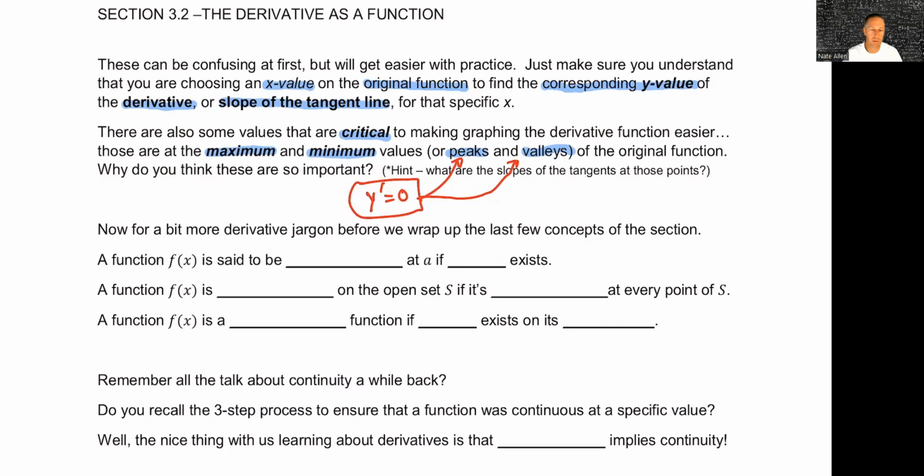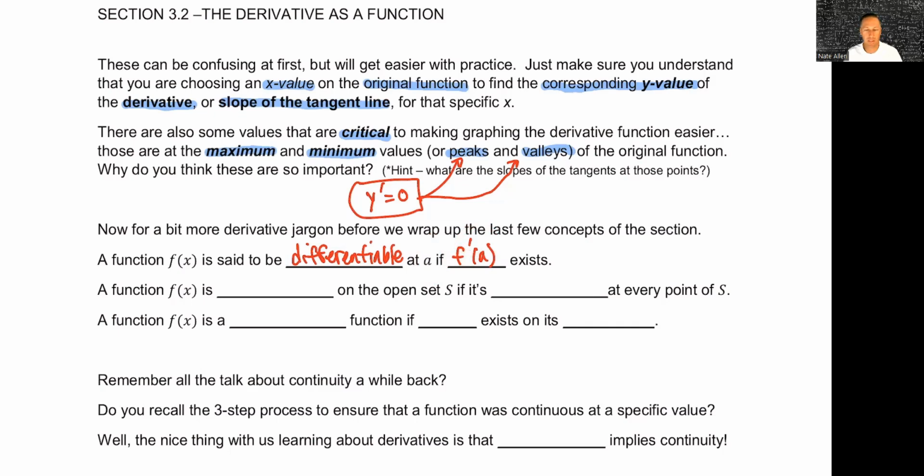All right, so a little bit more terminology, vocab here, and then we'll continue to move on and wrap up this derivative as a function. A function is said to be what at A if f prime of A exists. Well, remember, this is the derivative, and the process of taking the derivative was called differentiating. So this is said to be differentiable at some point if that limit, or what we call for short, the derivative, exists.